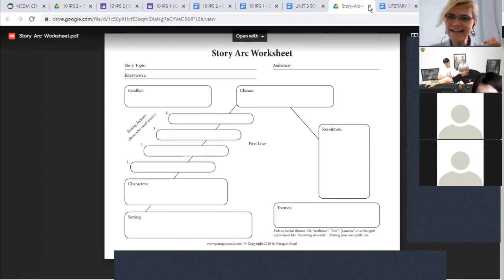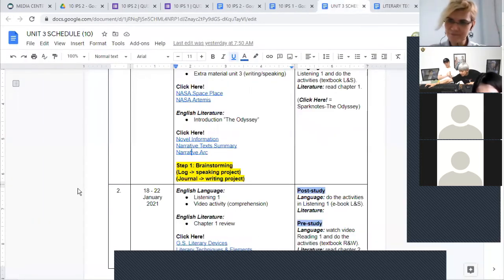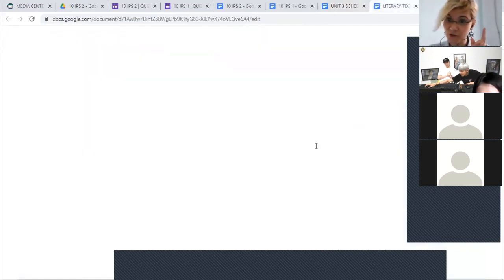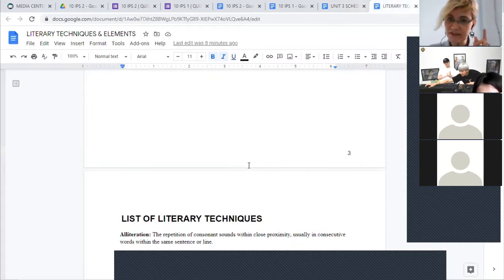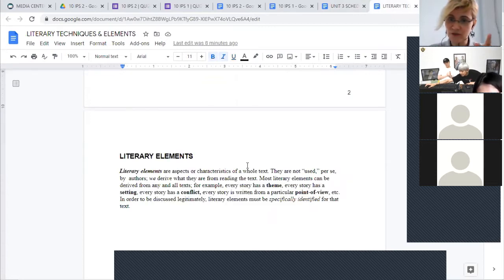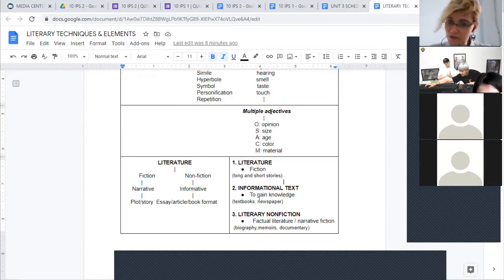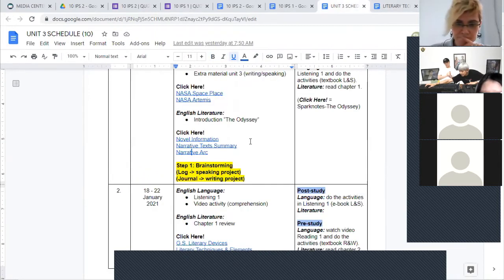Now, anything that doesn't have that, what I showed you just now, is either informational text or literary nonfiction, because informational text and literary nonfiction do not have that arc. Okay? Cool.